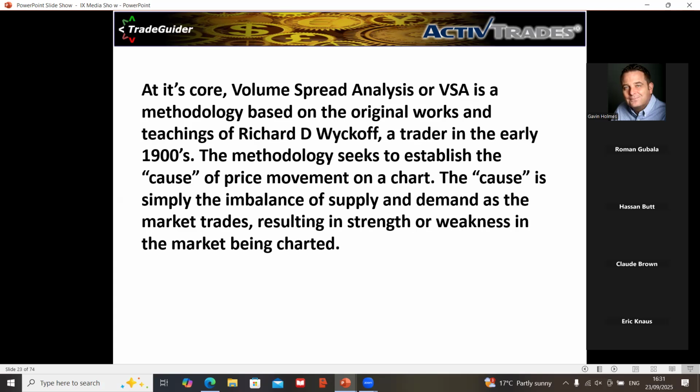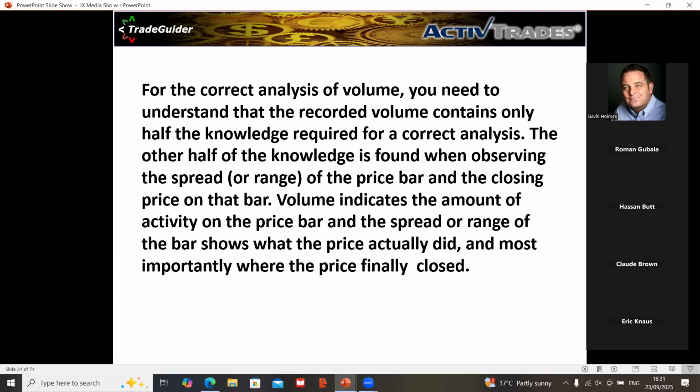At its core, VSA, as I will call it here, or volume spread analysis, if you want to call it that, is a methodology based on the original works and teaching of Richard D. Wyckoff, a trader from the early 1900s. The methodology seeks to establish the cause. That's really important, that. The cause of price movement on a chart. The cause is simply the imbalance of supply and demand as the market trades. It results in two things, isn't it? Strength or weakness in the market being charted.